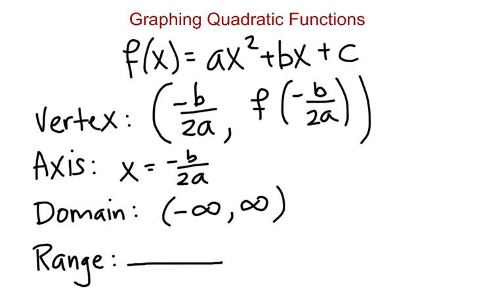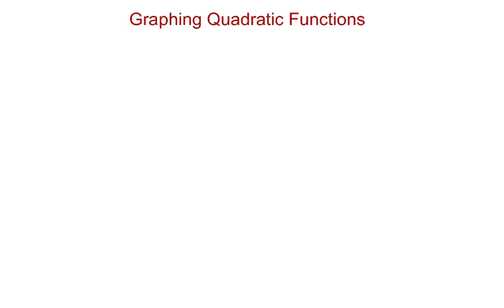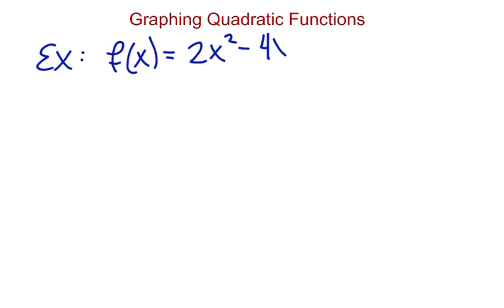Okay, so let's do a specific example here. Let's take a look at f of x equals 2x squared minus 4x plus 1. We'll try this one out. And just as in my first example, I'm going to start by identifying those four values: the vertex, the axis, the domain, and the range.